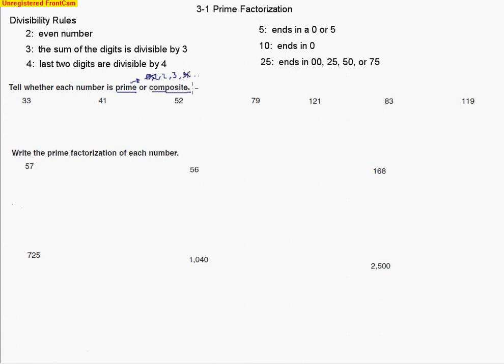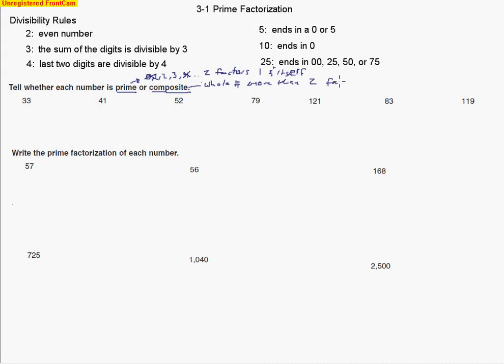Composite numbers are numbers that have more than one factor. So again, prime numbers have two factors, two numbers that make up the value, so 1 and itself. A composite number has more than 2 factors, so it's a whole number, a positive integer, that has more than two factors.